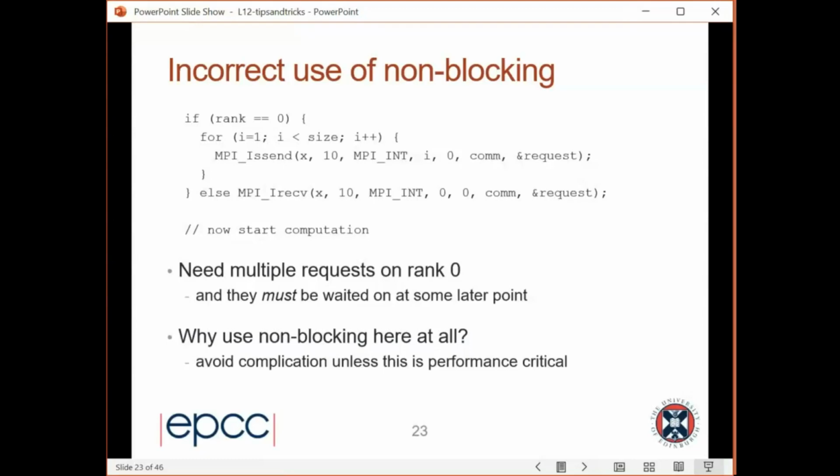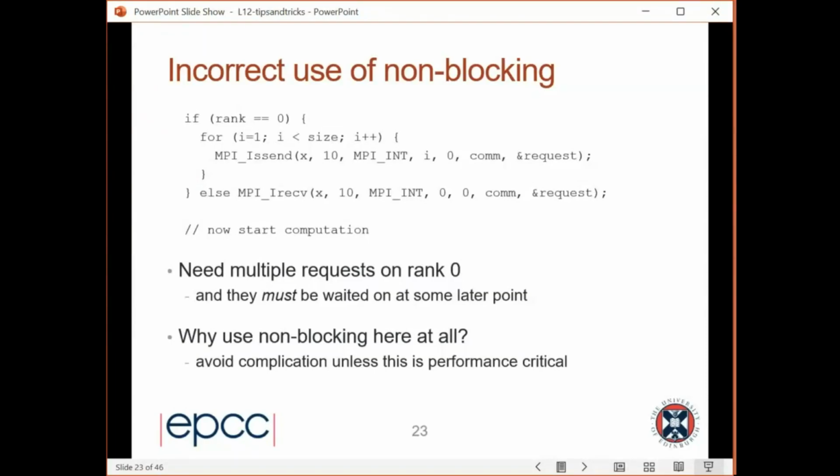But the problem here is that you are overwriting the requests. These tickets which MPI is issuing you, if you issue size -1 non-blocking sends, it's up to you to remember size -1 tickets. You can't just overwrite them. That would lead to a memory leak because MPI would never be able to tidy up and free the resources associated with these ongoing communications.